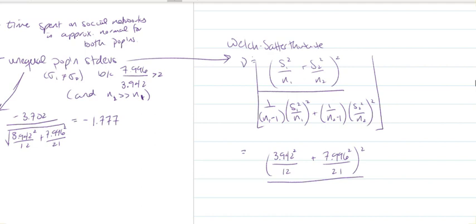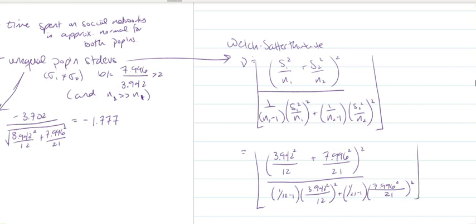The denominator is 1 over 12 minus 1 times 3.942 squared over 12. Square that. And then we do the same thing for group 2, 1 over 21 minus 1 times 7.996 squared over 21. Square that. Round that down.